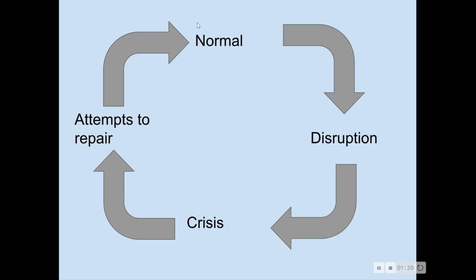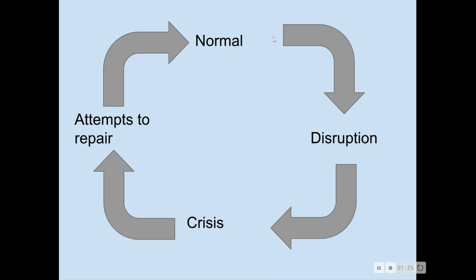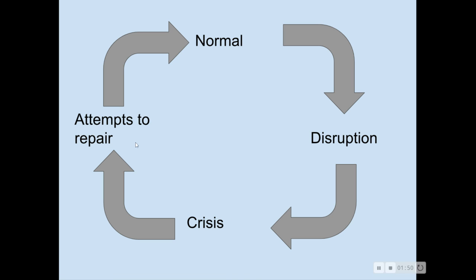So, Todorov thinks that all stories follow a cycle, like this one. Now, he didn't actually use these exact words. This is just a slightly simplified version of his idea. Todorov thought all stories start with normality. Then that normality is disrupted. We reach a crisis where the characters recognize how bad things are. They attempt to repair it, and they end up at a new normal.